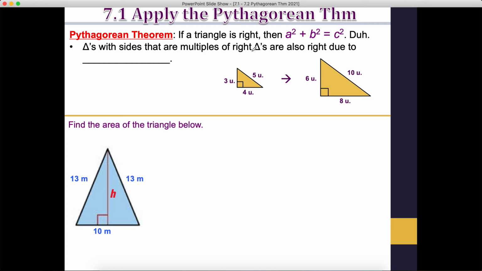The Pythagorean theorem states, of course you know this, if a triangle is right, then a squared plus b squared equals c squared, specifically when a and b are the legs and c is the hypotenuse.